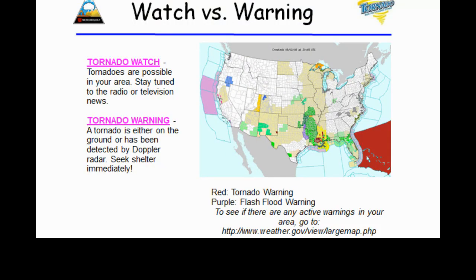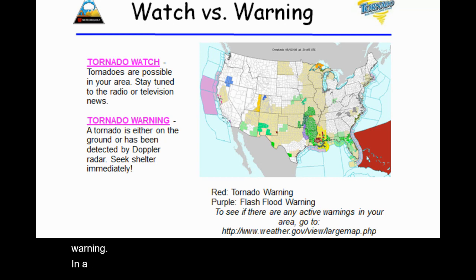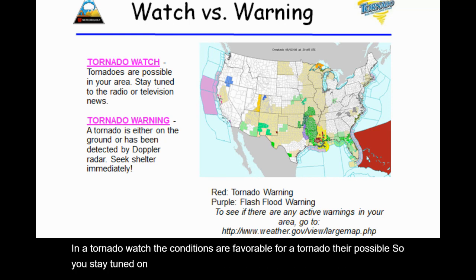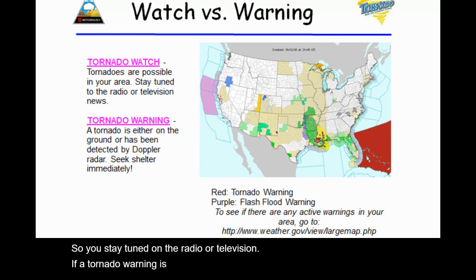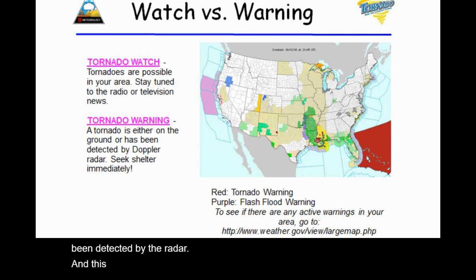What's the difference between a watch versus a warning? Sometimes on the news we hear there is a tornado watch or we hear there is a tornado warning. In a tornado watch, the conditions are favorable for a tornado. They're possible. So you stay tuned on the radio or television. If a tornado warning is issued, then a tornado is either on the ground or it has been detected by the radar. And this is when you need to seek shelter immediately.